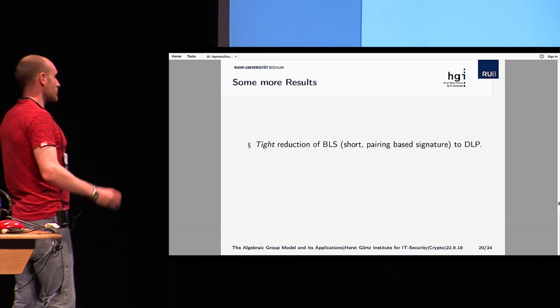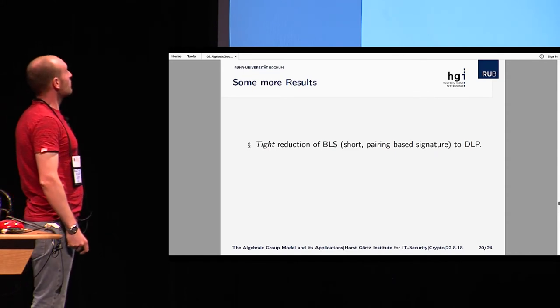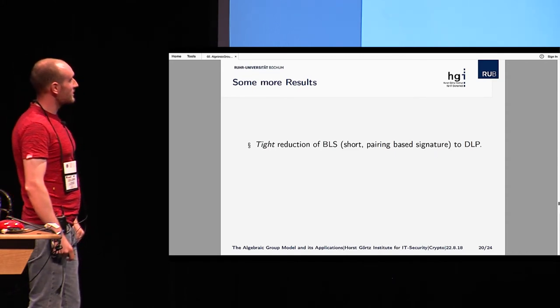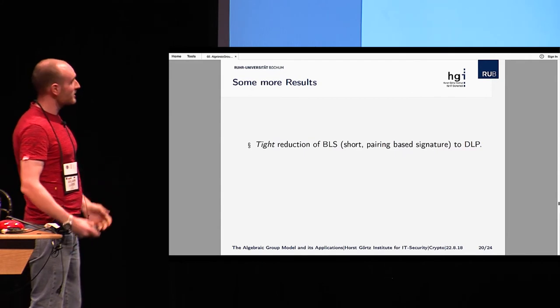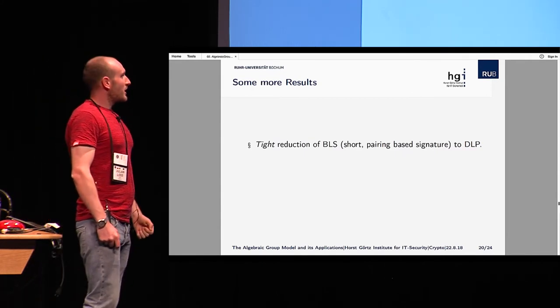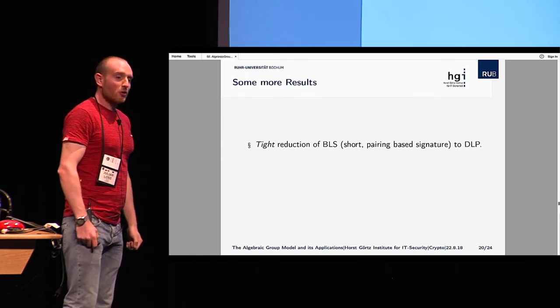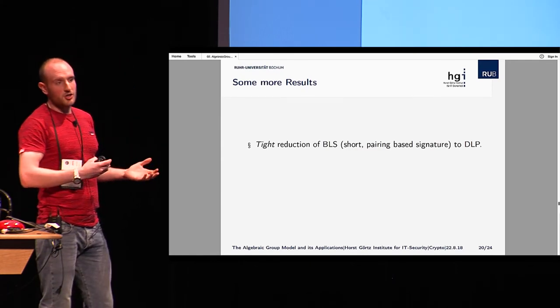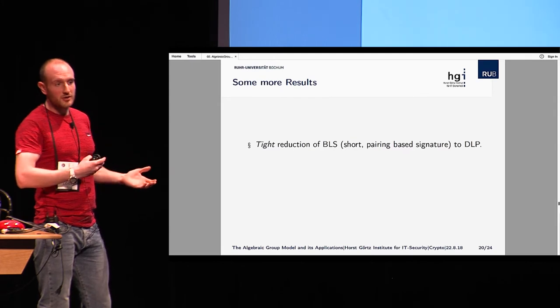Okay, so just very shortly, we have some more results. One of them is a tight reduction of the BLS signature scheme, which is a short pairing-based signature scheme, also to the discrete logarithm problem. So this is actually quite interesting because there is a theorem by Coron that prohibits such a tight reduction because the signature scheme is a unique signature scheme.